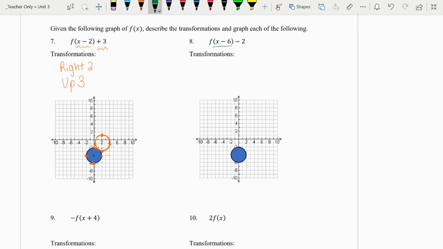On number 8, the -6 means we are moving right 6. The -2 on the outside means down 2. So I'm going to take this point right here and move it right 6. So I'm at -2, so right 6 would be at 4, and then down 2 would be down here. I'm going to move this point at 0, so right 6 is 6, down 2 is here. Same thing here with this point, right 6 is at 6, down 2 is here. And then our last one, right 6 would be 8, down 2 is here. And here is my circle.